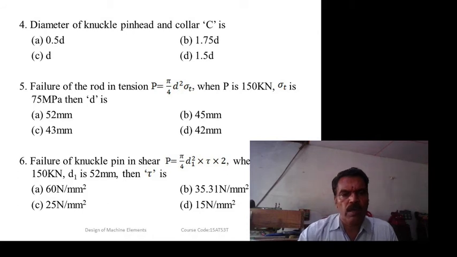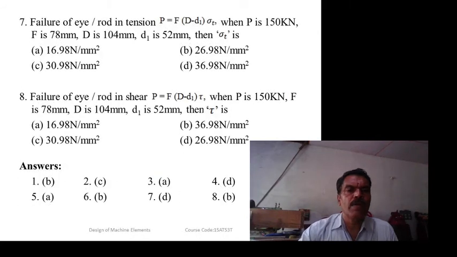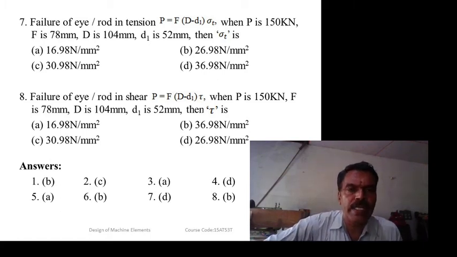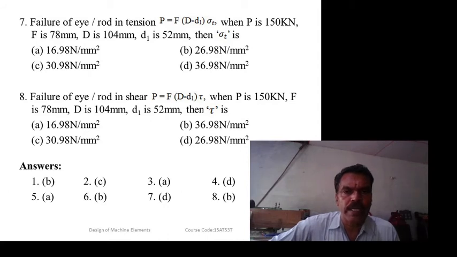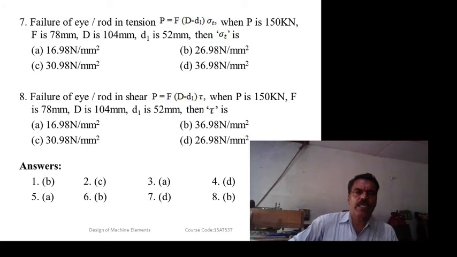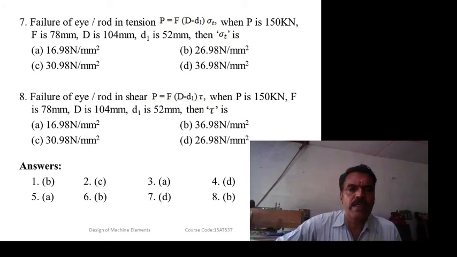All these questions are here, and one more question, the last but one: failure of eye or rod in tension. P is equal to F into bracket d minus d1 into sigma t, when P is 150 kilonewton, F is 78 mm, D is 104 mm, D1 is 52 mm, then sigma t is to be calculated. All these values and the formula are given. There are four options. First take down the data and solve the problem, and finally compare with the answers given in the objective type.